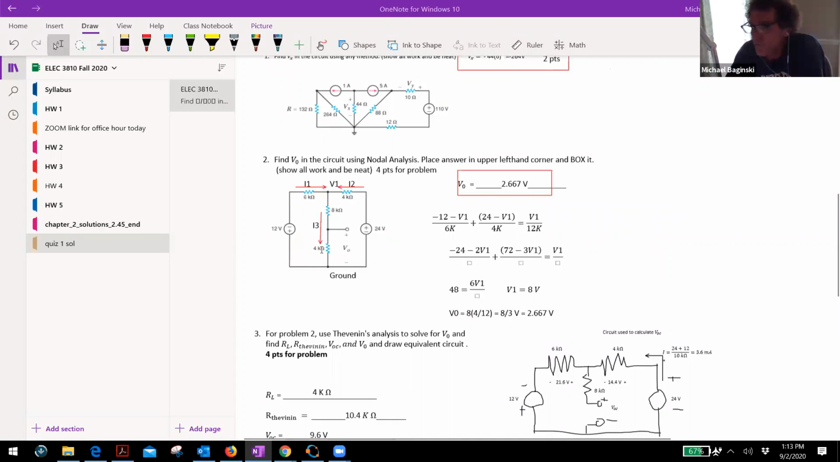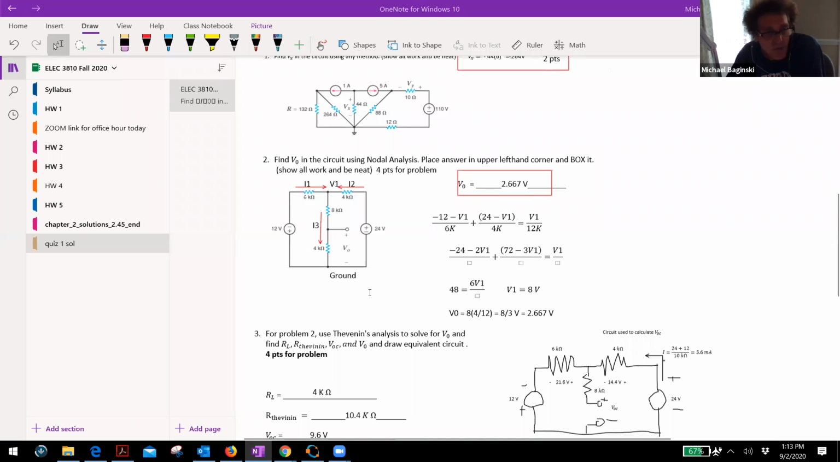And it doesn't matter what your symbols are. So please, you don't need to write me and say, but I used VA, not V1 or something like that, or I had the currents in the opposite directions. Nevertheless, if you were consistent, you would get the same exact answer for V naught. That's my point. And that's what we're looking at with these simple circuits like this.